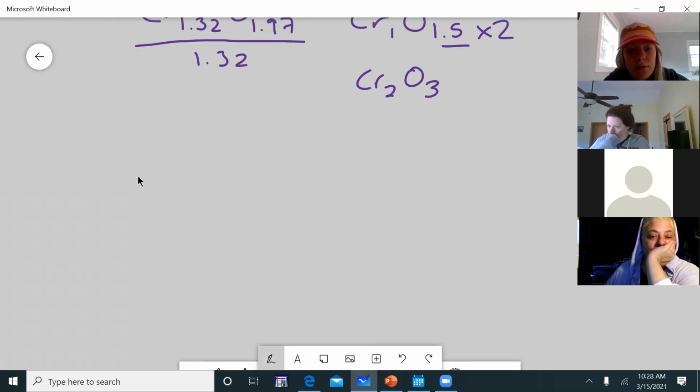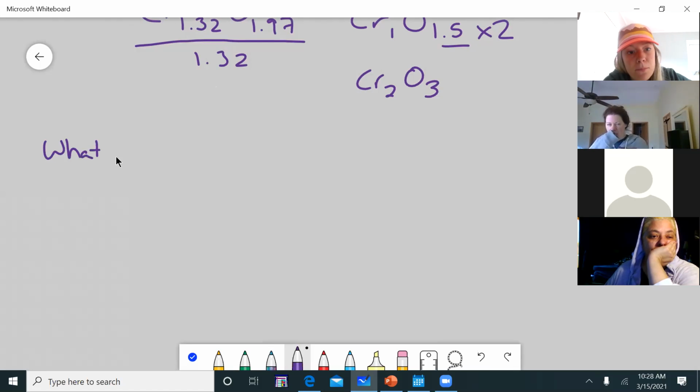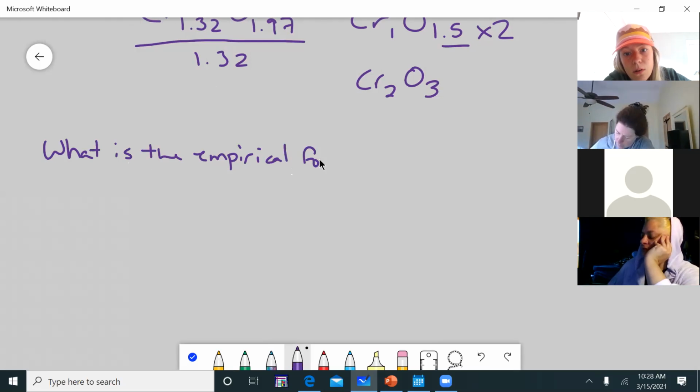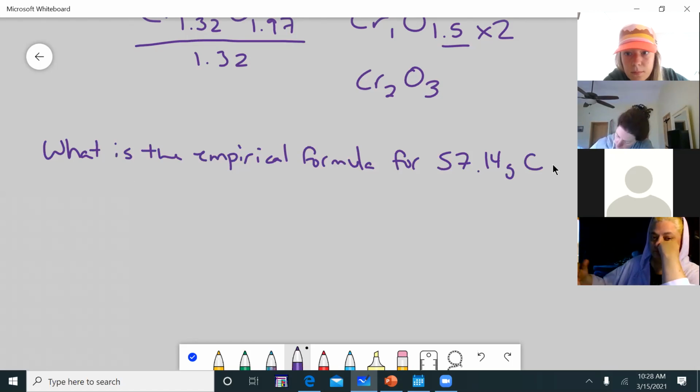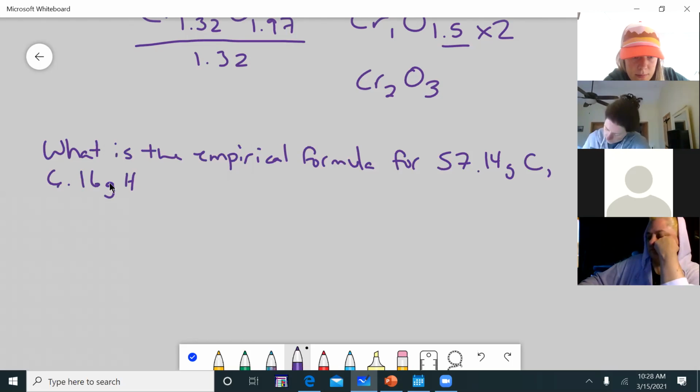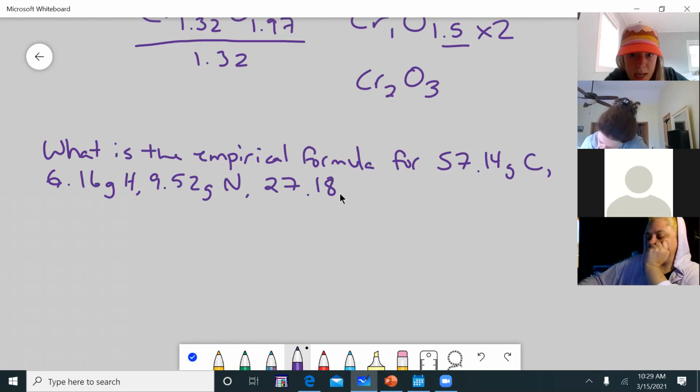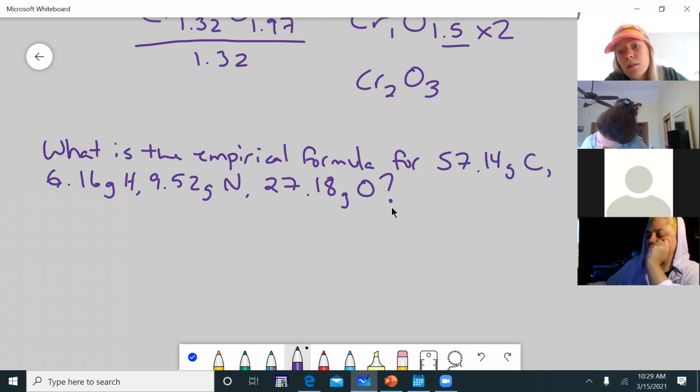So let's say that you have, what is the empirical formula for 57.14 grams of carbon, 6.16 grams of hydrogen, 9.52 grams of nitrogen, and 27.18 grams of oxygen. Okay, so you have 4 different things here you get to calculate.